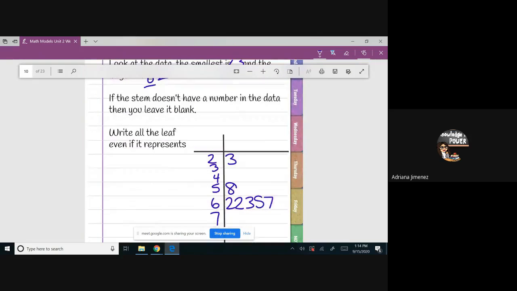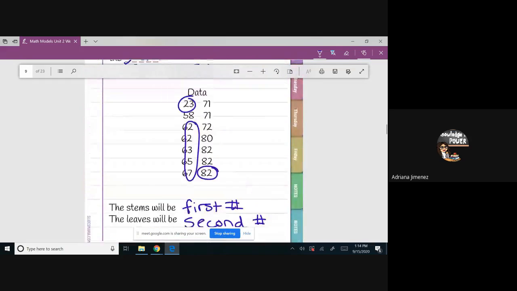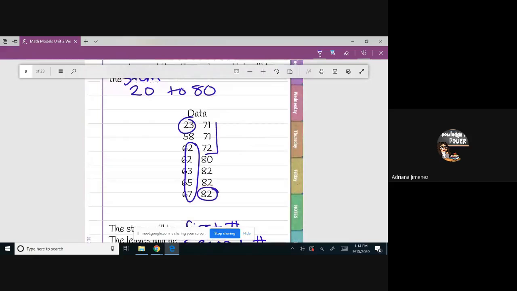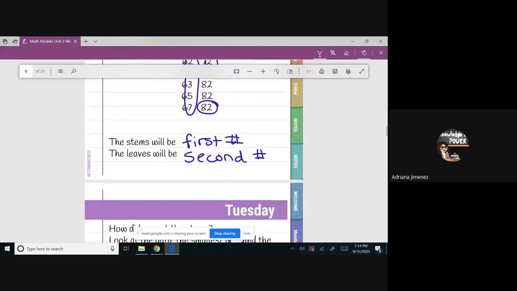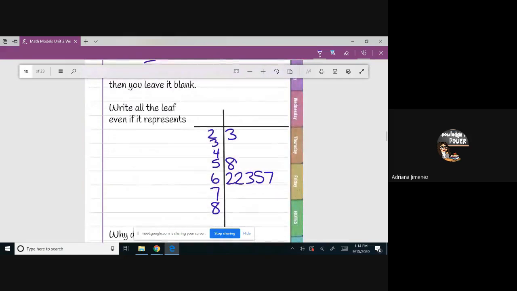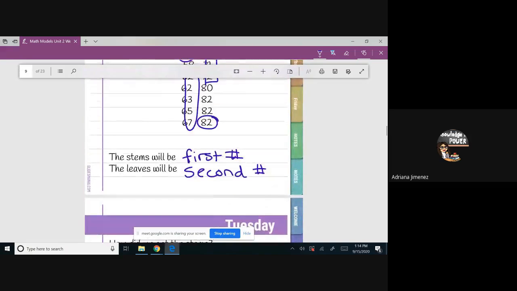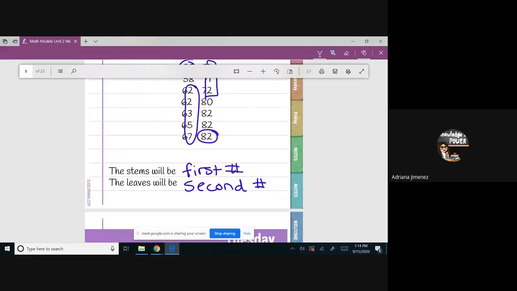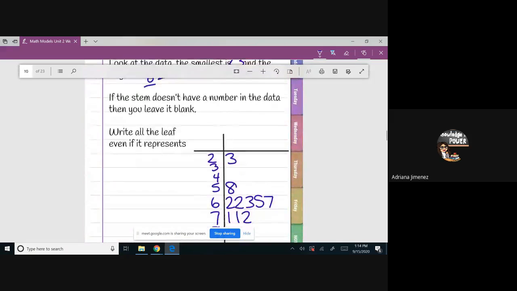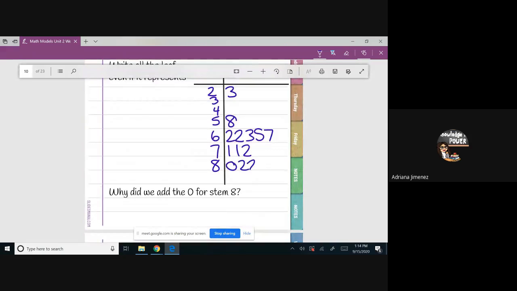All right, now we look at 7. Okay, we have the 1, 1, and 2, 2. And then for the 80, we have 80 and then 82 3 times. So 0, 2, 2, 2. And that's it.